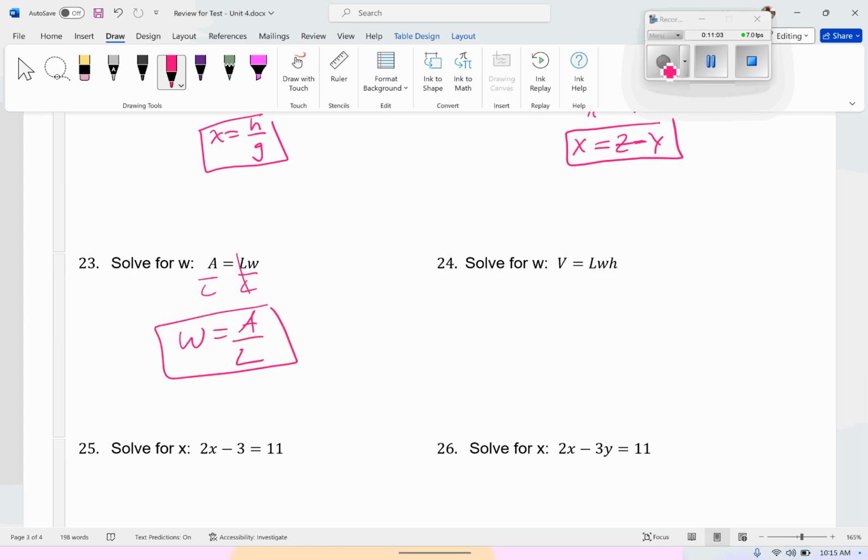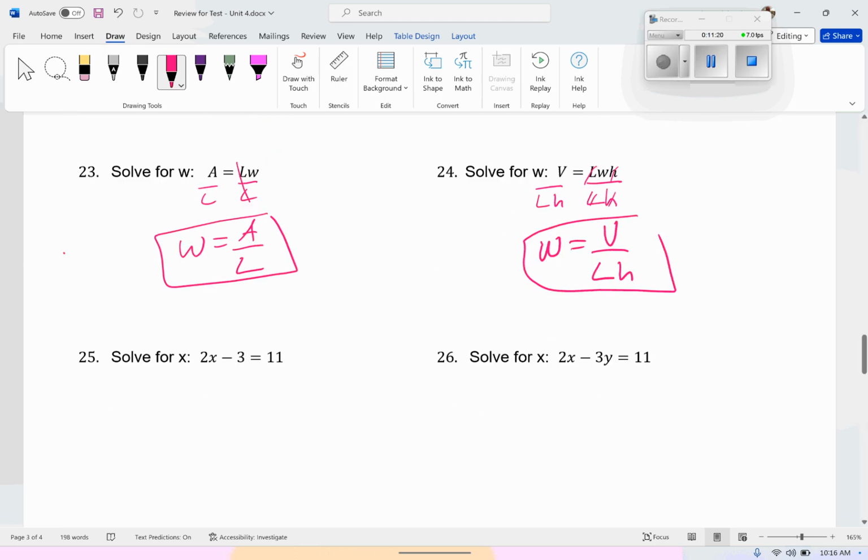For number 24, L, W, H are being held together by multiplication. You want to get W by itself, so I'm going to divide both sides by LH. So the L cancels, the H cancels. So W equals V over LH. There's your answer.